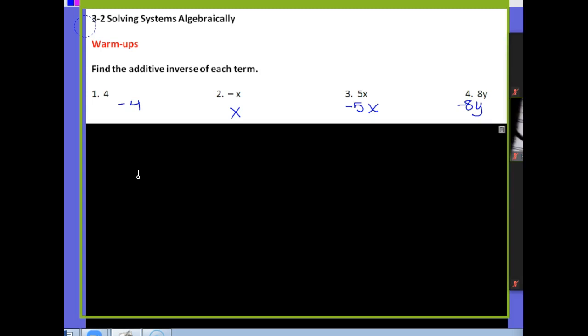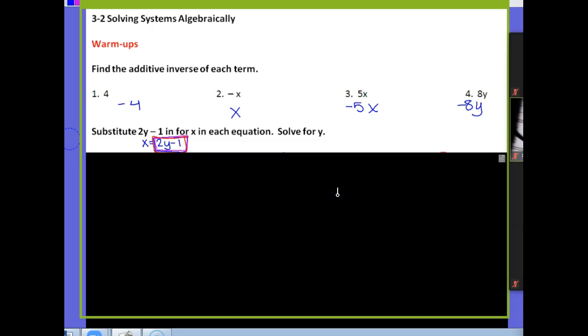So if you have 4, its additive inverse is -4. If you have -x, its additive inverse is x. And if you have 5x, its additive inverse is -5x. And the additive inverse of 8y is -8y.